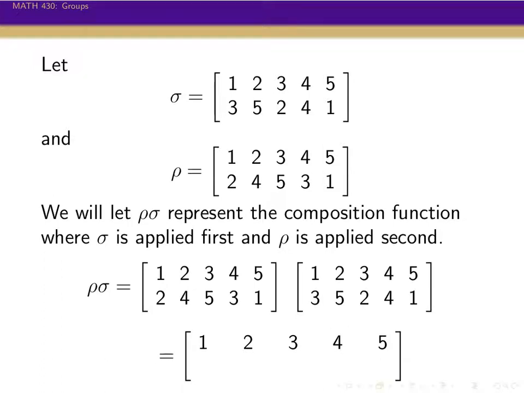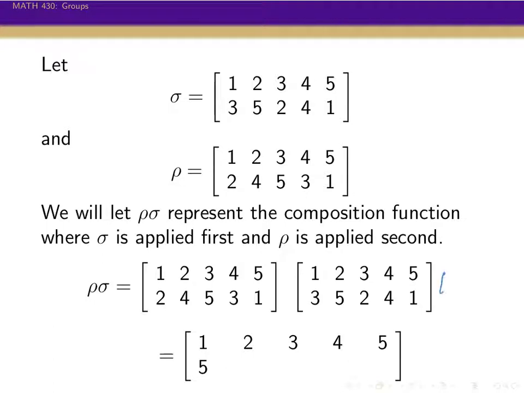So first, let's think about what 1 is going to end up getting sent to. 1 is first going through sigma. Sigma sends 1 to 3. And then that 3, we are plugging into rho, and rho sends 3 to 5. So overall, where does 1 get sent to? 1 goes to 3, then from 3 goes to 5. So 1 ends up at 5. And there we have it nicely written in.